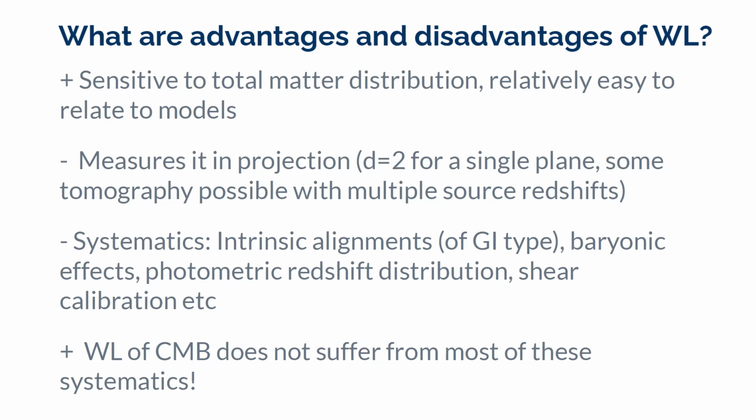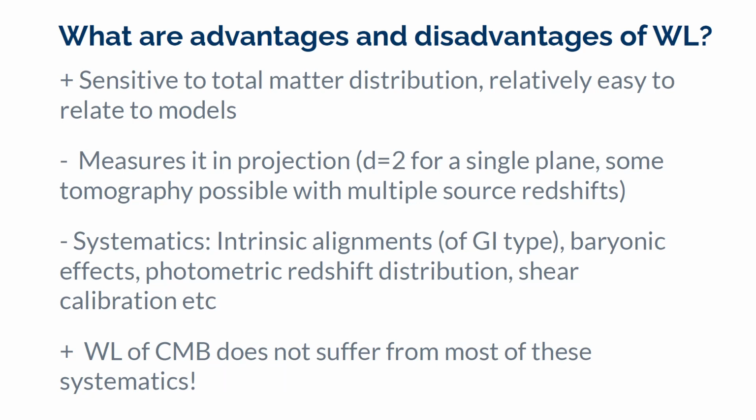And then there's a whole bunch of systematics, some of which people are very concerned about. One of them is what we call intrinsic alignment, basically that the galaxies can be correlated in their shapes not due to lensing, but due to some joint physical origin of the shapes. Then there are baryonic effects. As I said, we're probing total matter.